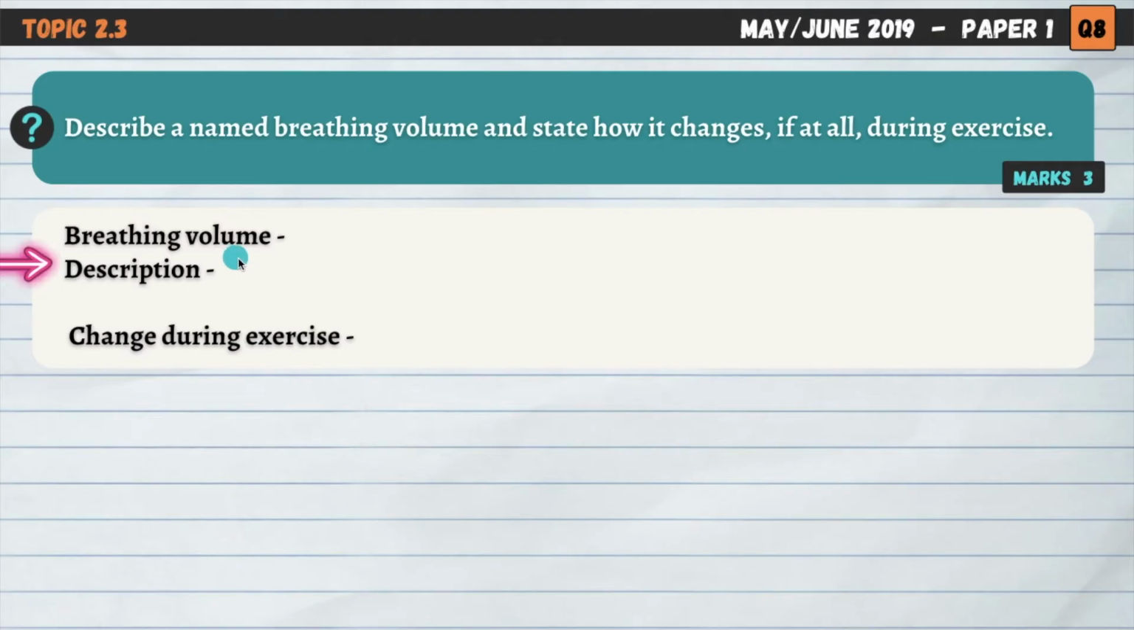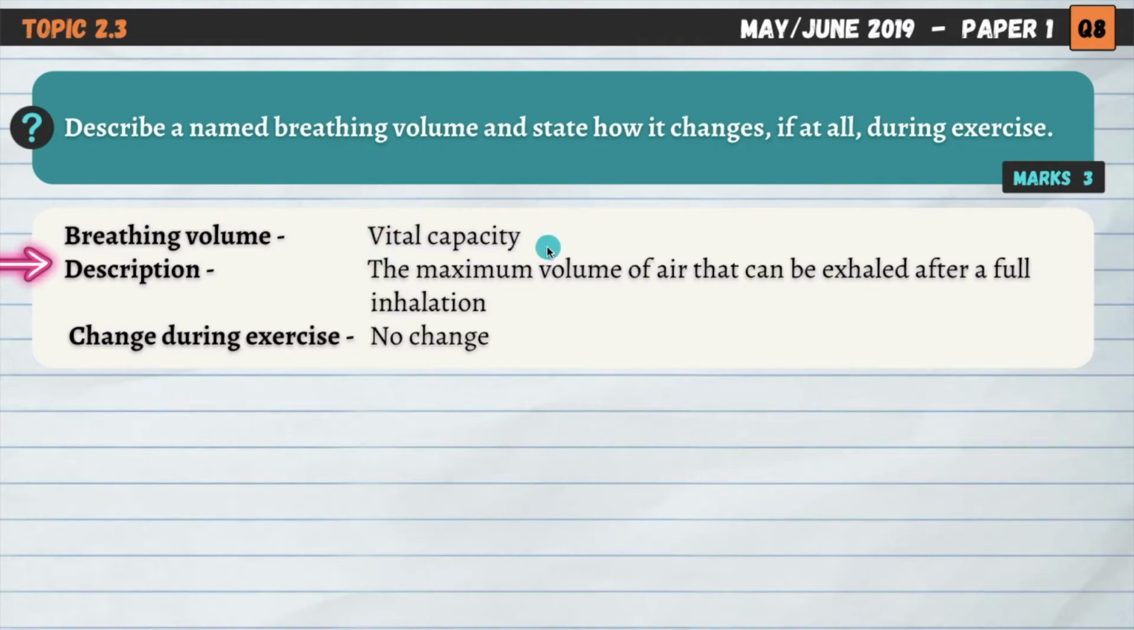So, breathing volume. You get to choose which of the 4 named breathing volumes you want to include in your answer. I've gone for vital capacity here. You'll then just need to describe that breathing volume, and the best way to do this is learn your definitions. So I've just included a definition of vital capacity, which is the maximum volume of air that can be exhaled after a full inhalation or full in-breath.